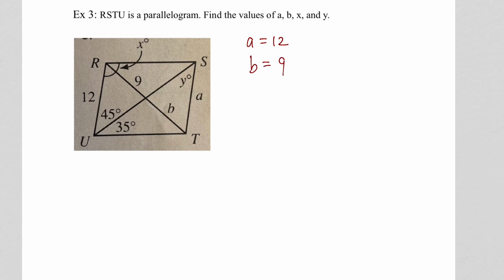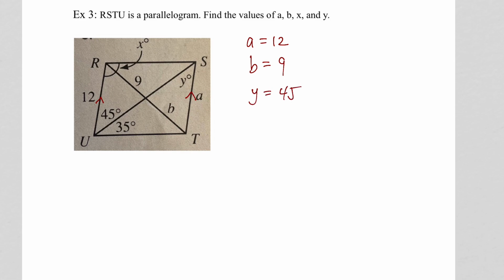And because this is a parallelogram, this side is parallel to this side. That makes this a transversal of two parallel lines. So this and this are alternate interior angles, and they're the same. So y is 45.